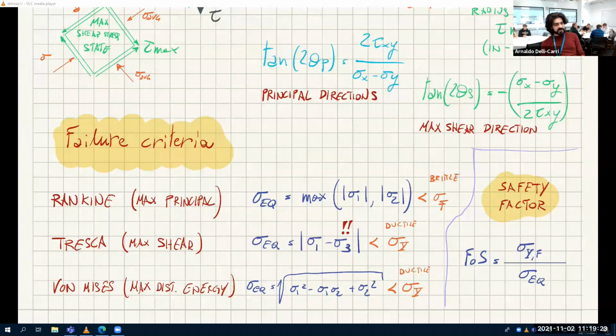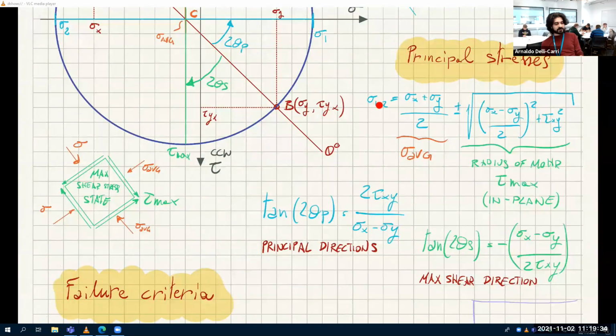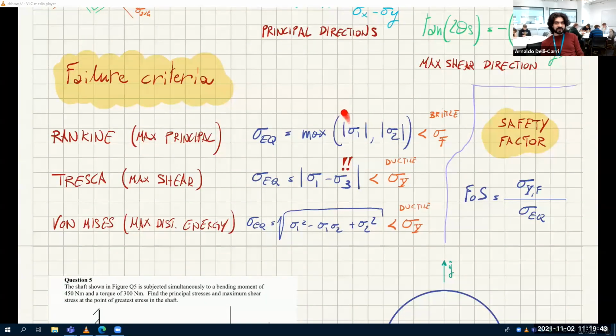But this is sigma 1 and sigma 2. I told you that in input I need sigma x, sigma y, and tau xy. It doesn't look like we have them here. Well, they are inside sigma 1 and sigma 2. Remember, sigma 1 and sigma 2 are made of sigma x, sigma y, and tau xy. So the effect is that this function is taking sigma x, sigma y, tau xy, and spits out sigma equivalent, a single number that you can compare with the yield stress or the failure stress of the material.